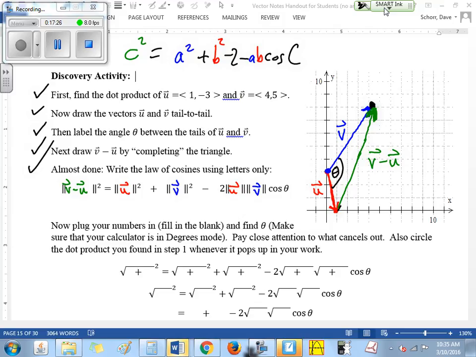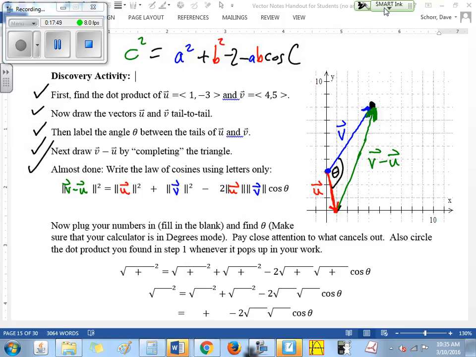Notice the little magnitude bars popped up everywhere. That's because this is a triangle and the sides are not a, b, c, they are the magnitude of u, the magnitude of v, and the magnitude of v minus u. They're lengths, right? So that's why I put little double bars in everywhere. It's a little confusing, but at least it's fill in the blank. Now you're going to plug in your numbers.